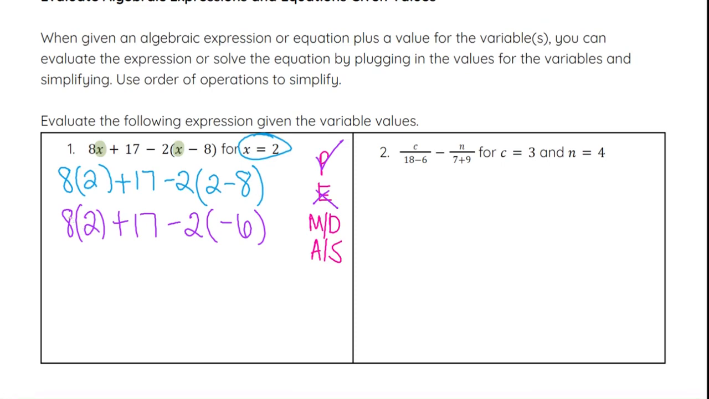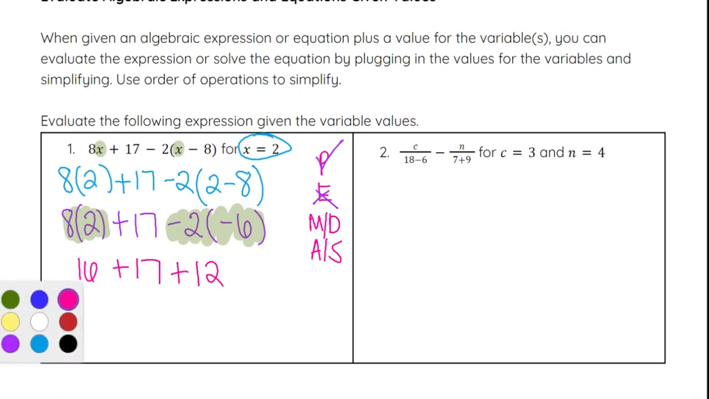There is no division, but we do see 8 times 2, and we see negative 2 times negative 6. So we can go ahead and multiply those together. 8 times 2 is 16. We still have plus 17, and then negative 2 times negative 6 is positive 12, so plus 12. So now we have multiplication done, and there is no division. So then we move on to addition and subtraction. Now there is no subtraction, so really we just need to add these three numbers together.